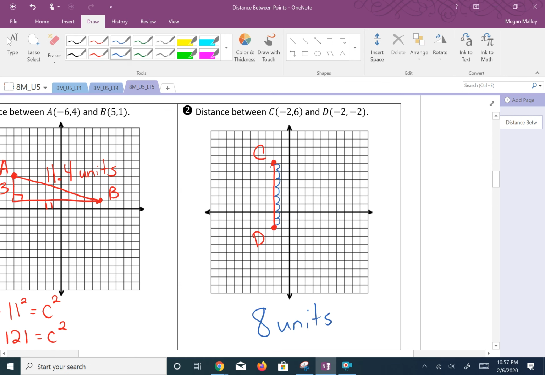So make sure that you are not just automatically going into the Pythagorean theorem, because it might be a problem where it's unnecessary to use it. So just be sure that you're analyzing every problem as you do it.